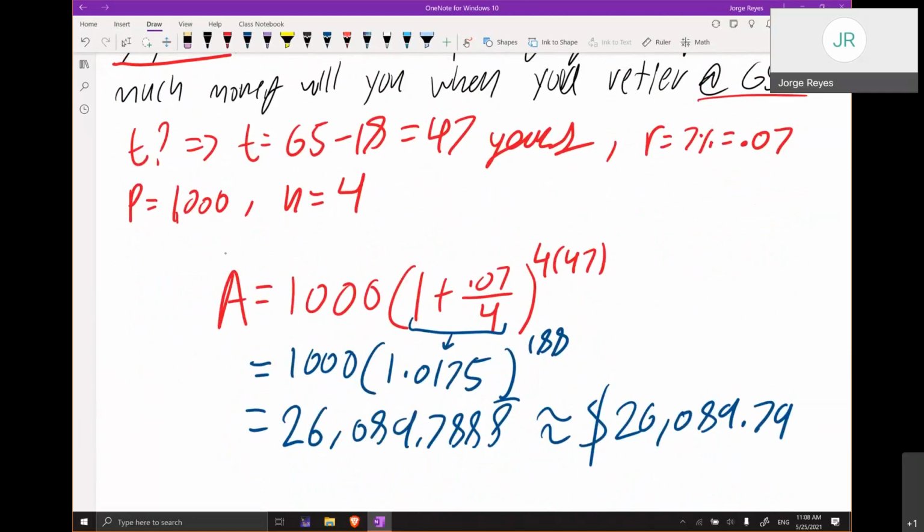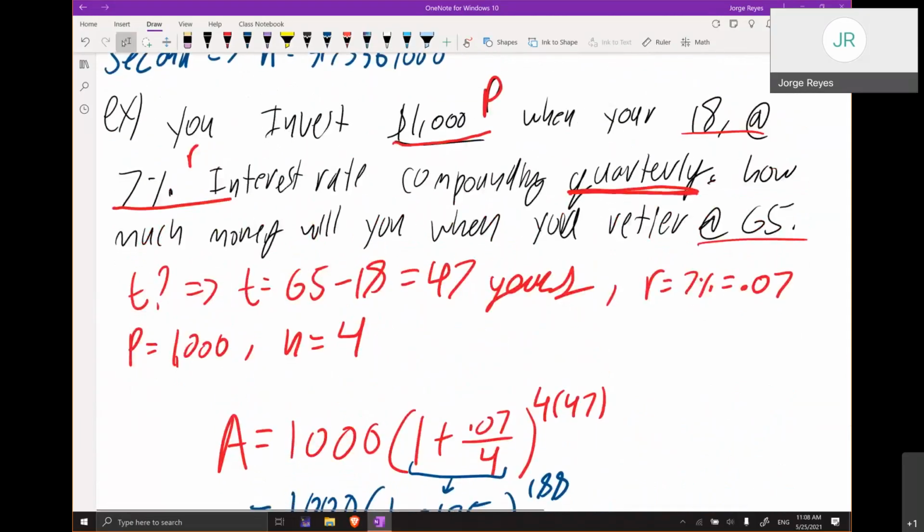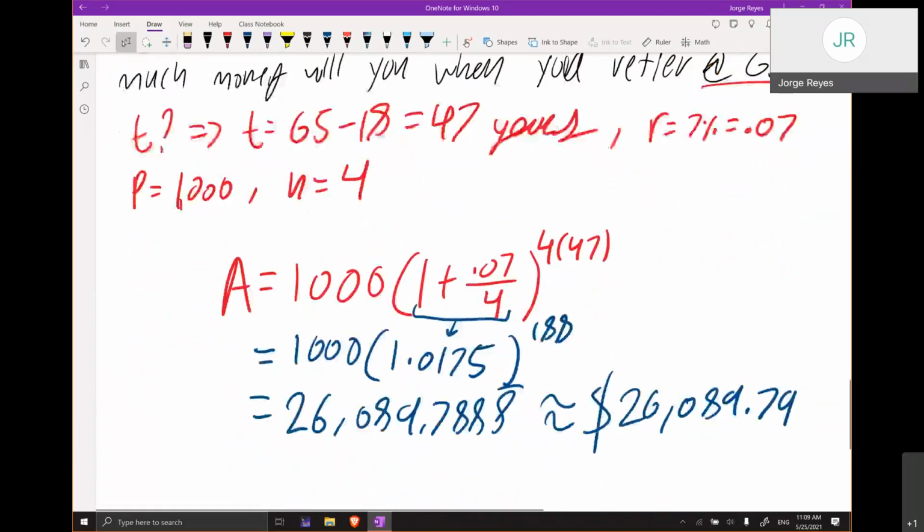So this is basically how all of the word problems will go. They're all just going to be like, here's an investment for a blank amount of years, compounded quarterly, annually, biannually, and you just plug into the formula.